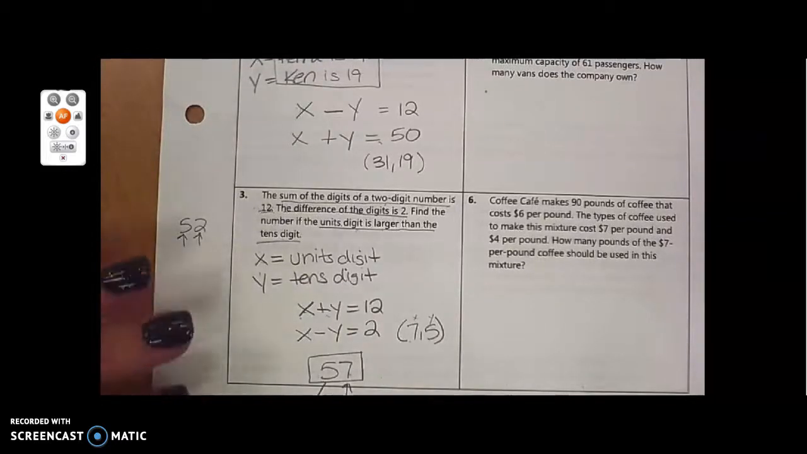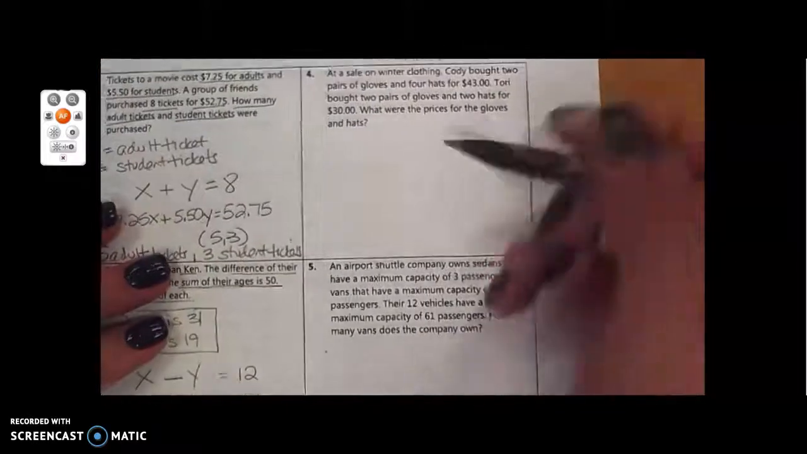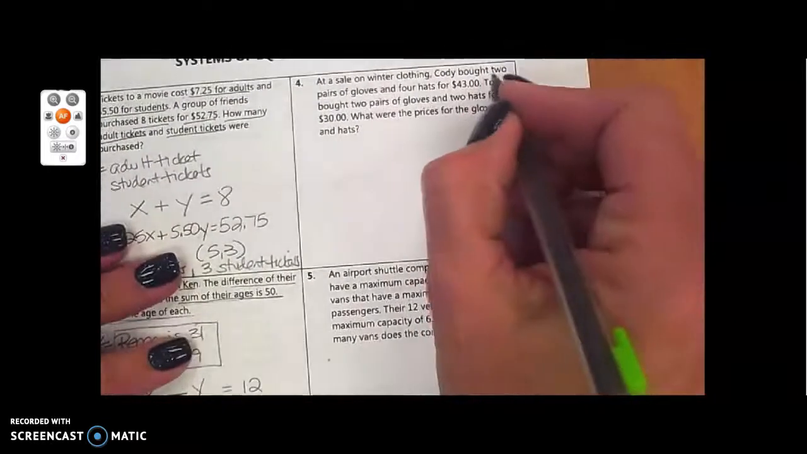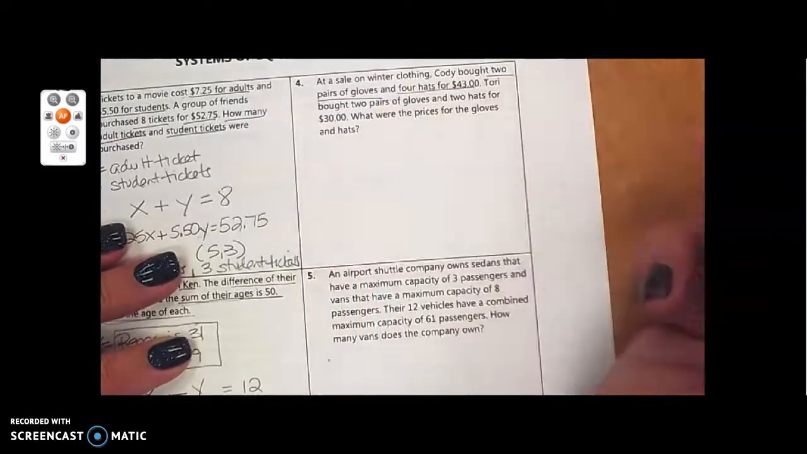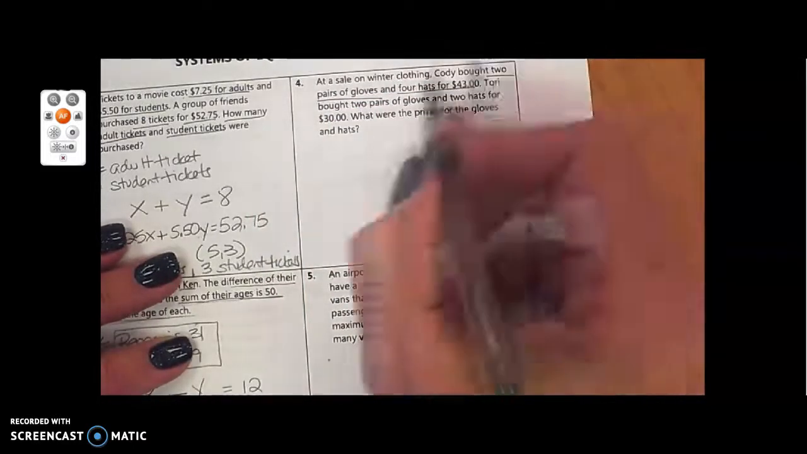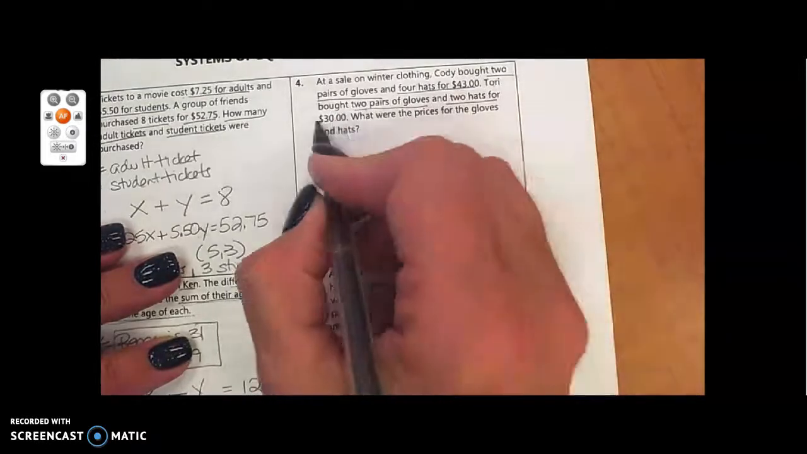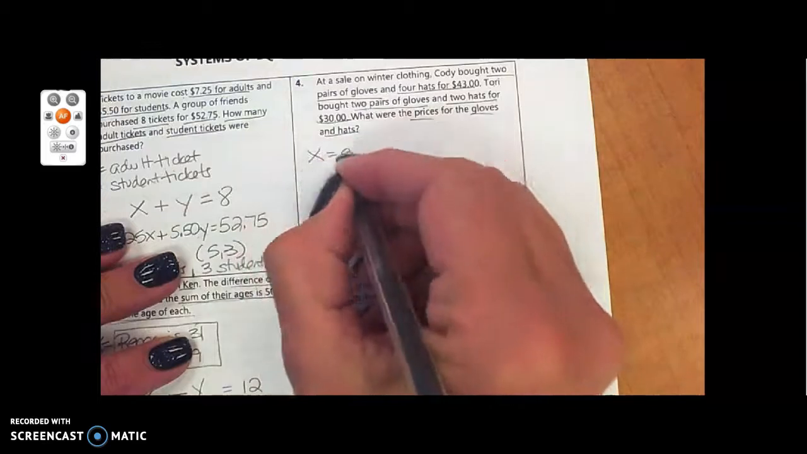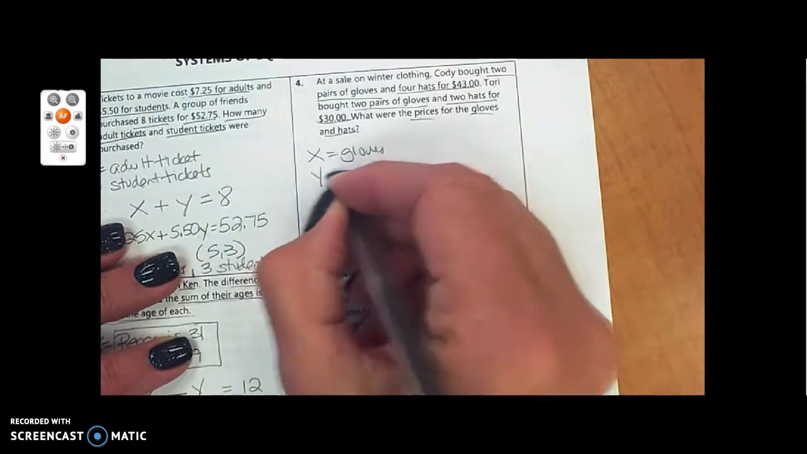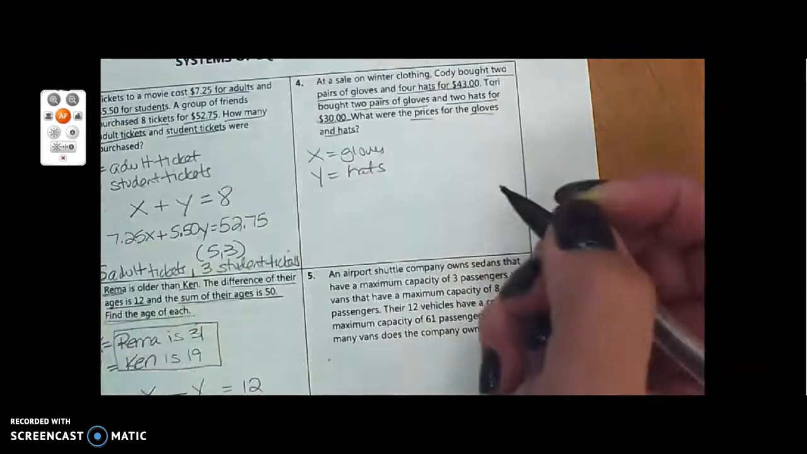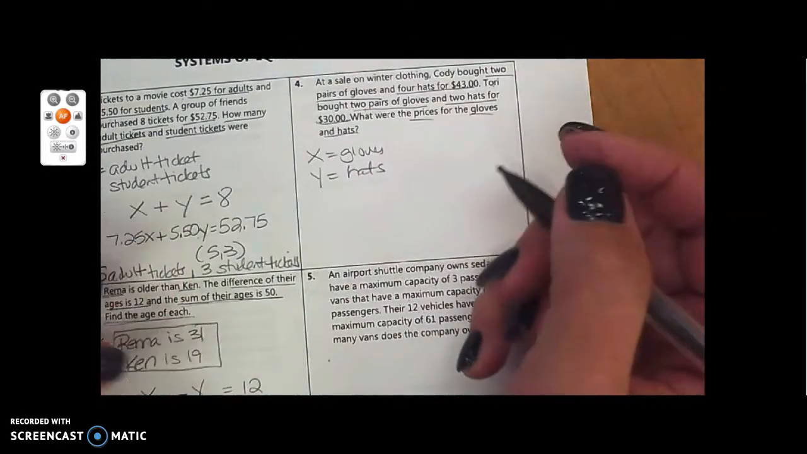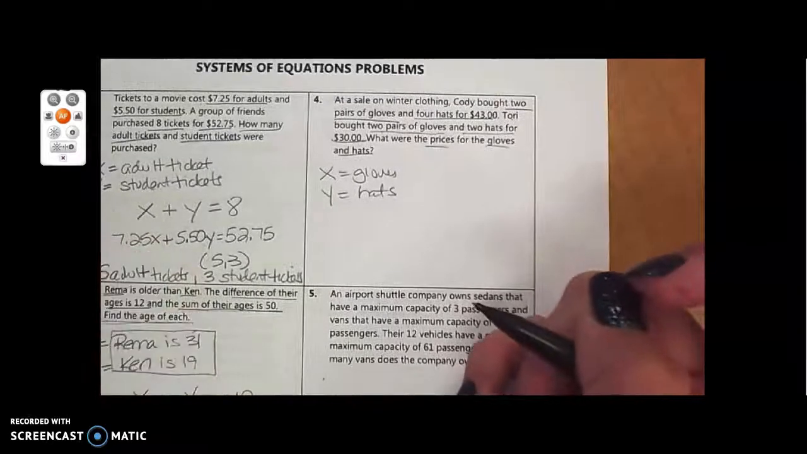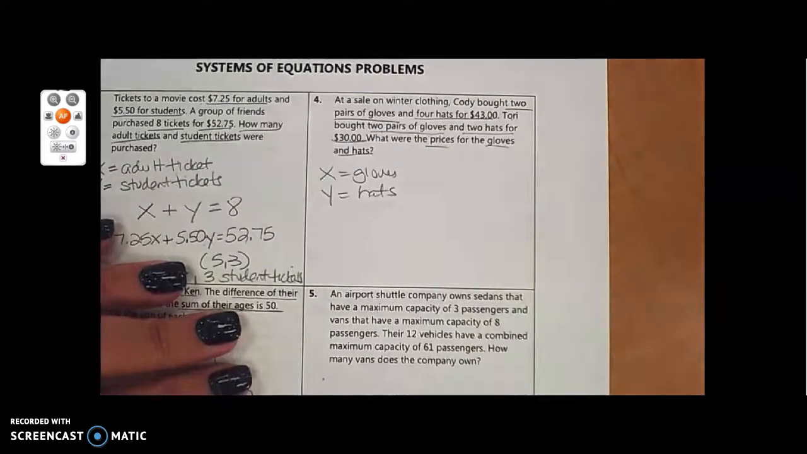All right, number 4. It says, at a sale of winter clothing, Cody bought 2 pairs of gloves and 4 hats for $43. Tori bought 2 pairs of gloves and 2 hats for $30. What were the prices for the gloves and the hats? All right, X equals gloves, Y equals hats. It's asking us what were the prices for the gloves and the hats. If we write a system, we will get the ordered pair for the prices of gloves and hats. So we've got to write our system.